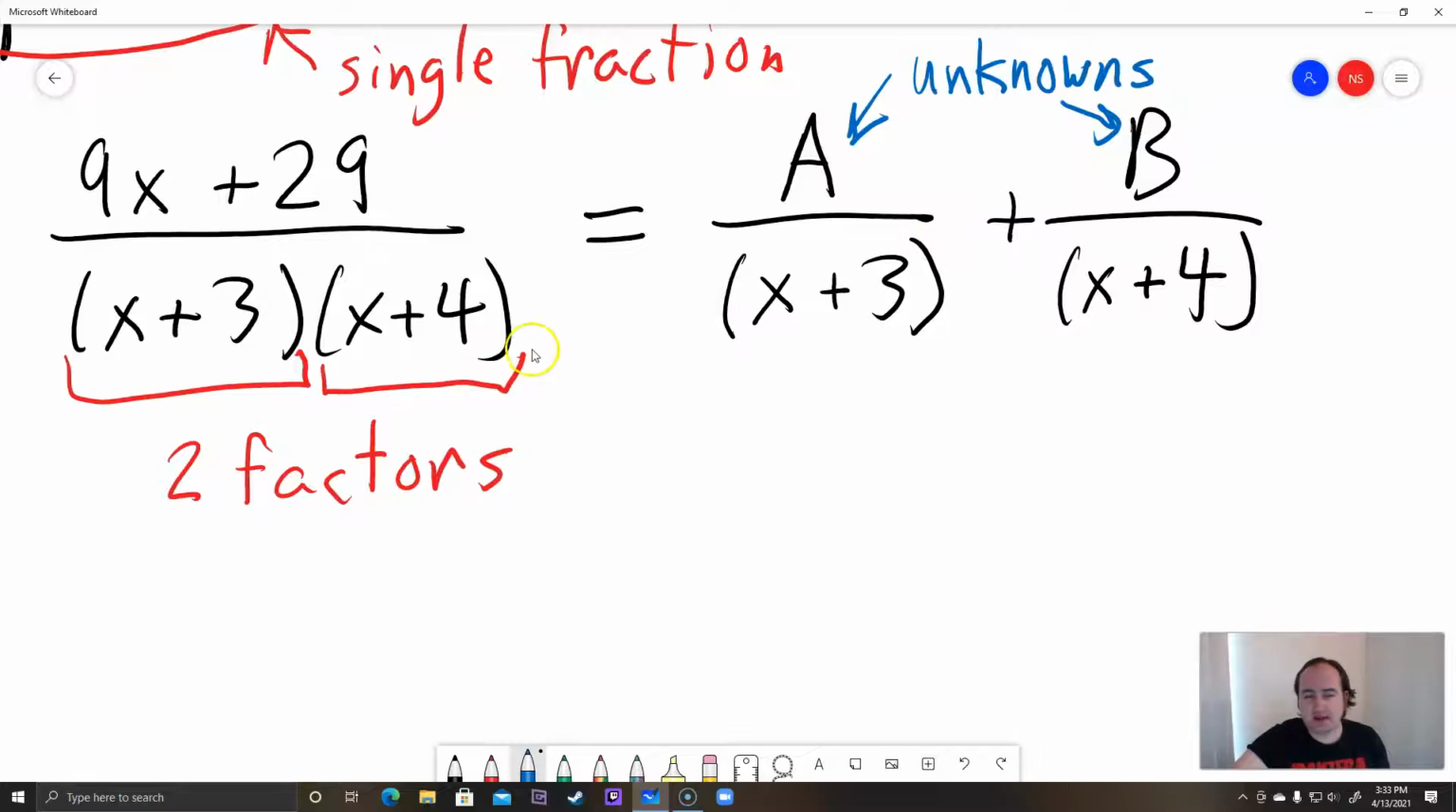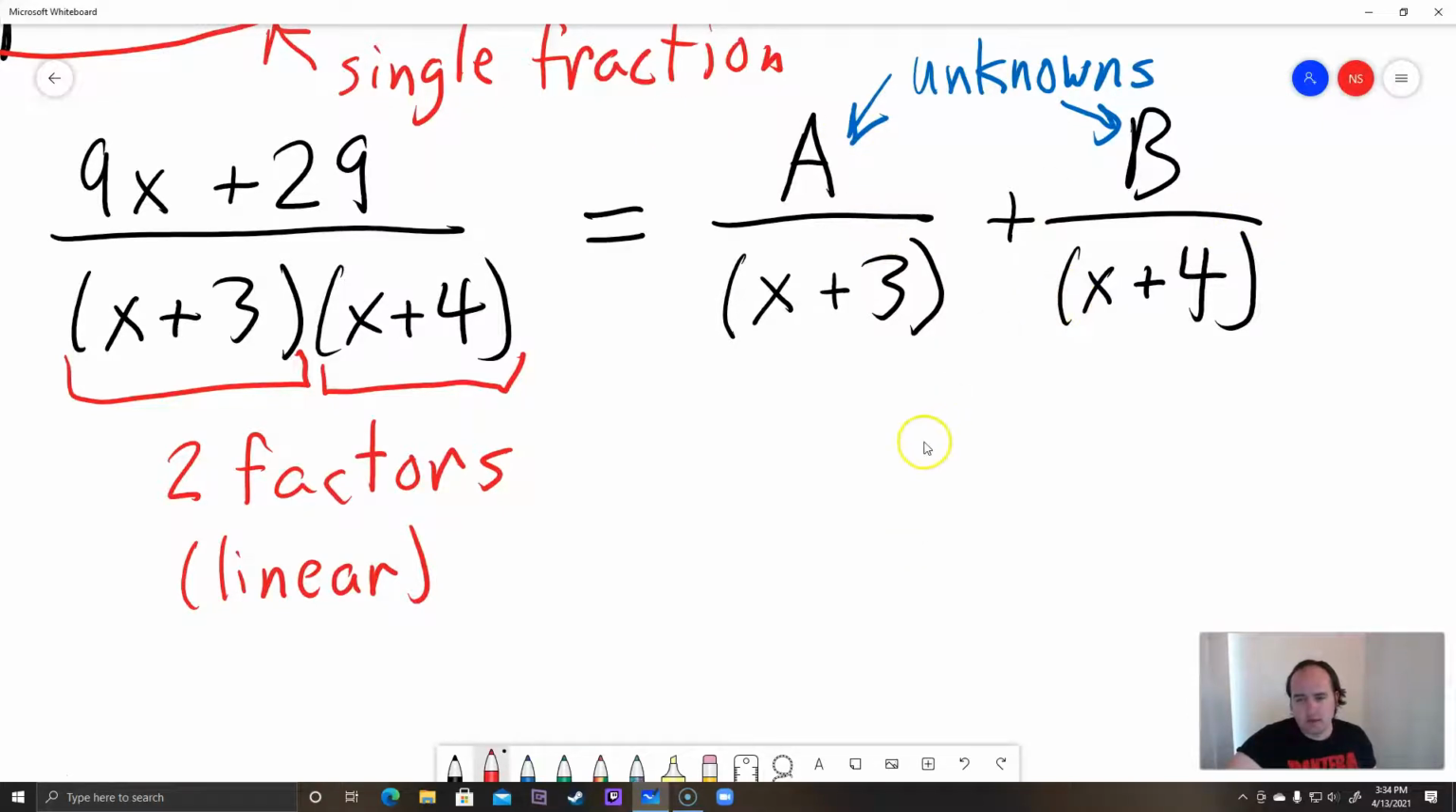Okay, and because both of these factors were linear, that means they don't have any powers. We ended up with just two fractions. So as long as they're linear, you can just do what we did here. It's the easiest case.